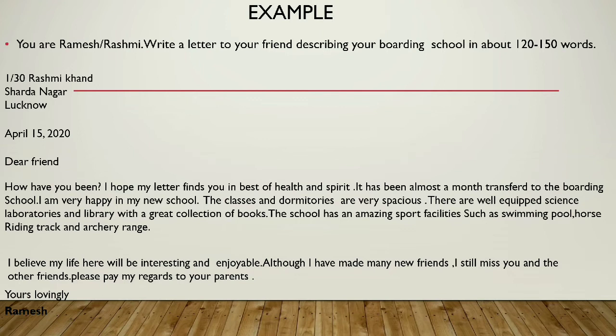Although I have made many new friends, I still miss you and the other friends. Please pay my regards to your parents. Yours lovingly, Ramesh. So your content can be in two paragraphs or even in three paragraphs also. It depends upon the content and word limit.